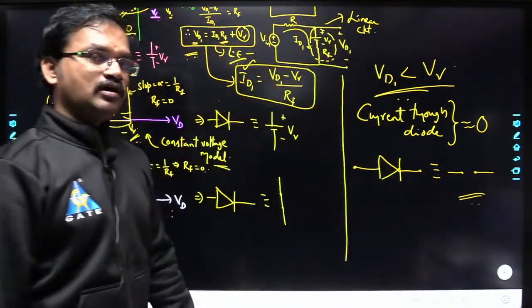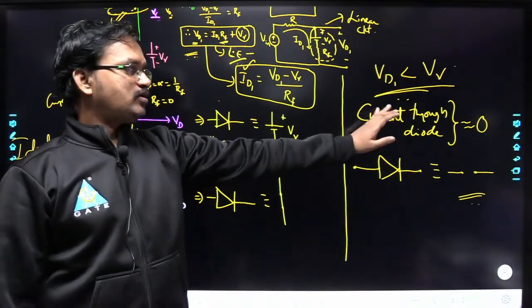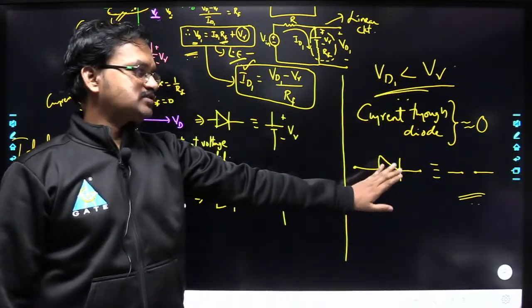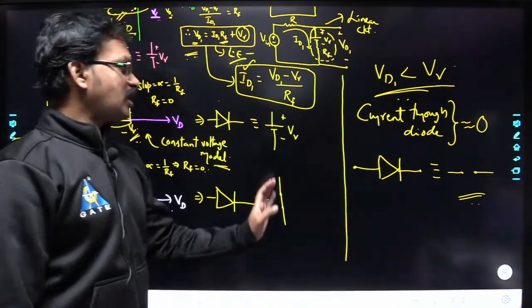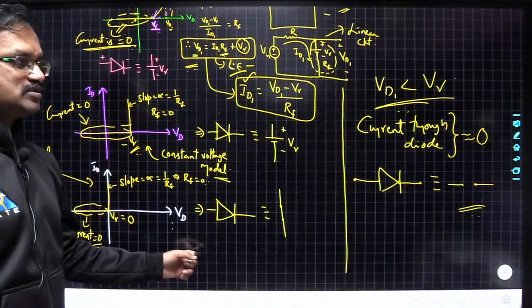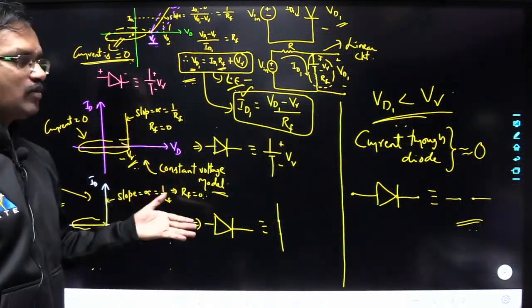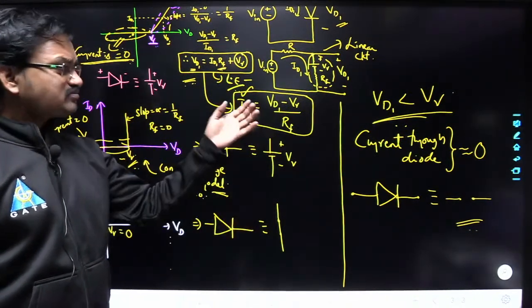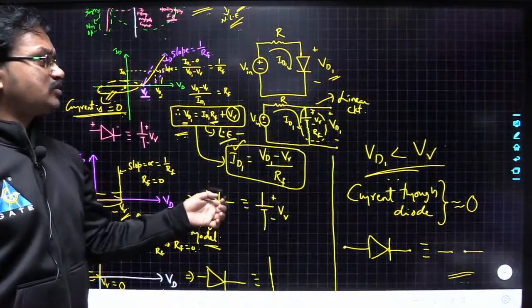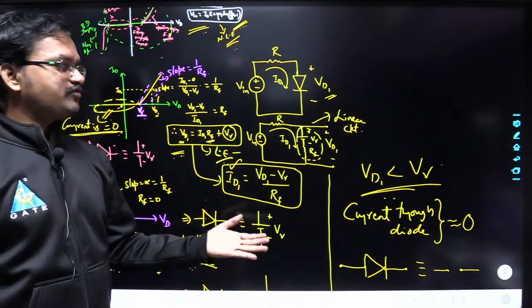So whenever the voltage drop across the diode is less than the cut-in voltage, you can simply replace the diode with an open circuit. Yes or no? So this is the equivalent model of the diode. What is the advantage of this equivalent model? If you use it, the non-linear circuit will become a linear circuit, and it is very easy for us to analyze.